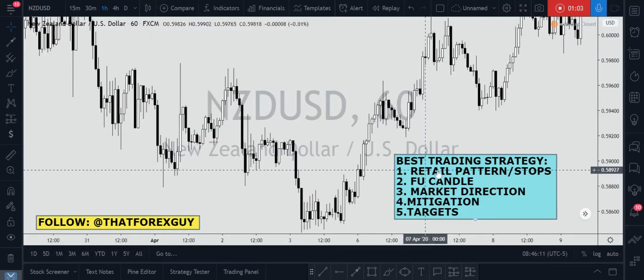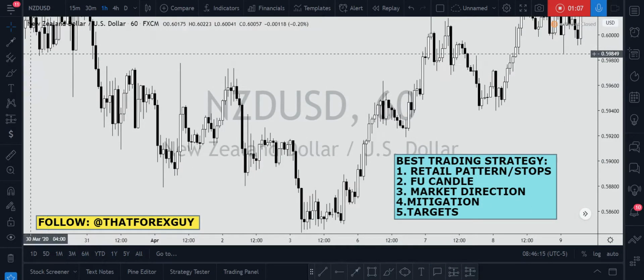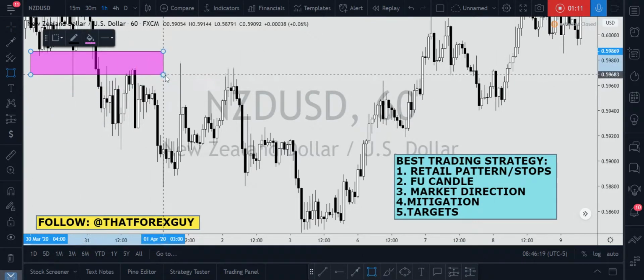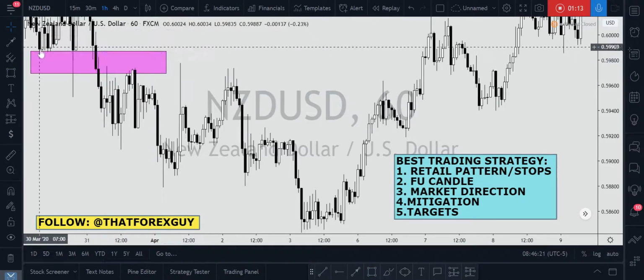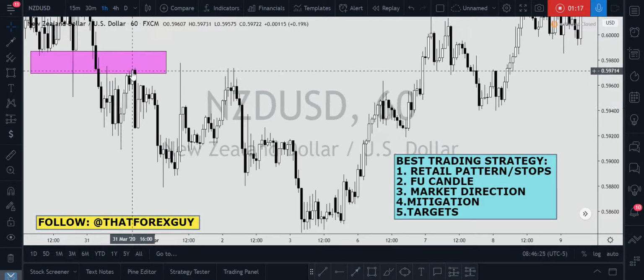So the first thing we have to do is identify retail patterns and where retail stop losses may be. The way we do that, a lot of traders trade support and resistance. And what do we have here? We have a floor, floor, floor. It breaks through and then we retest.